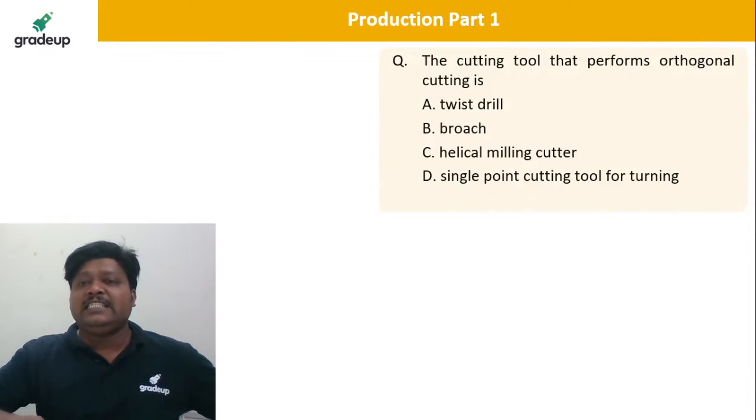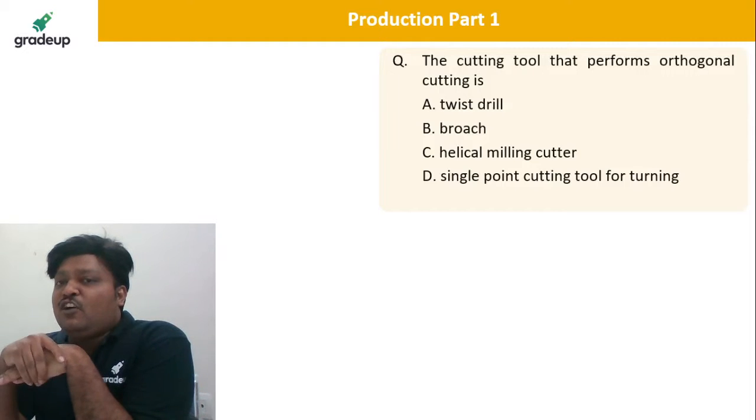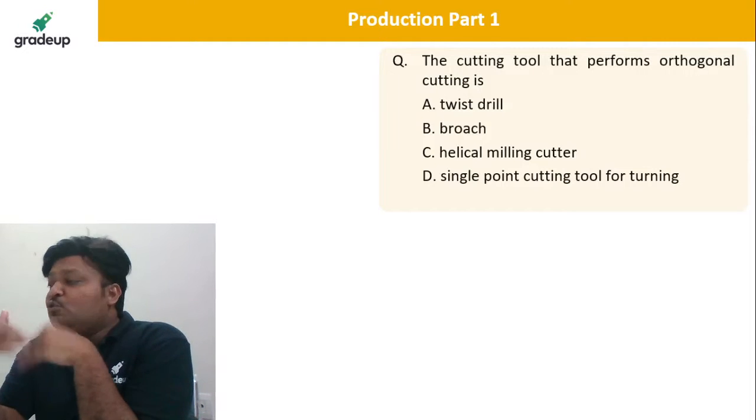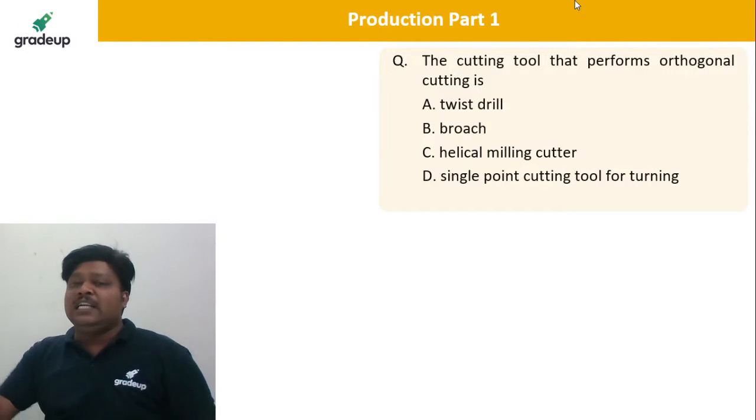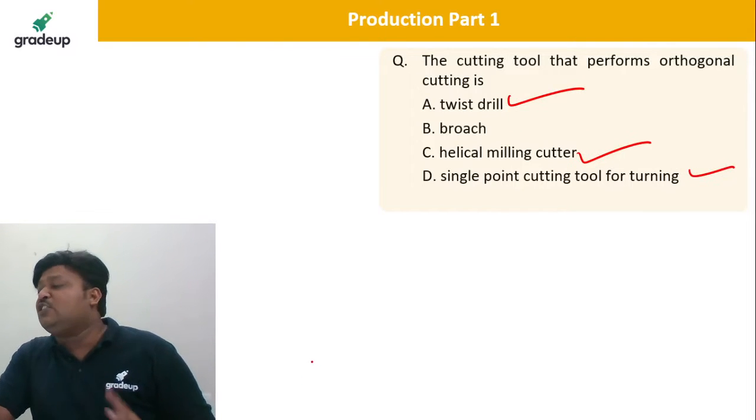Take this question. Which of the following cutting tools performs orthogonal cutting? See, the drill is oblique, the helical milling cutter is oblique, and the single point cutting tool is actually oblique.